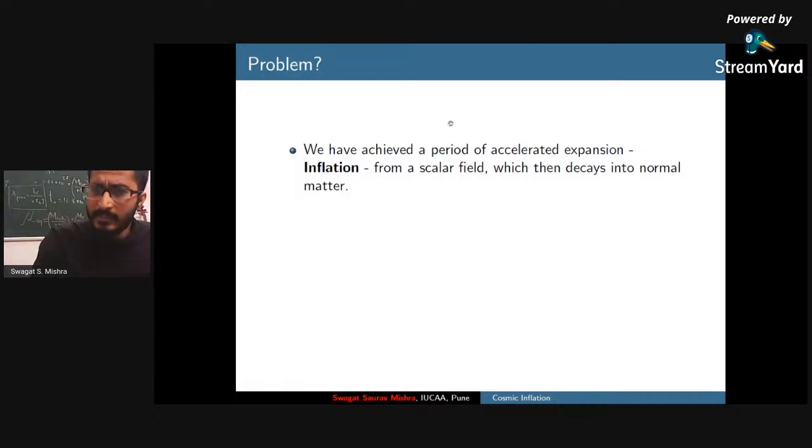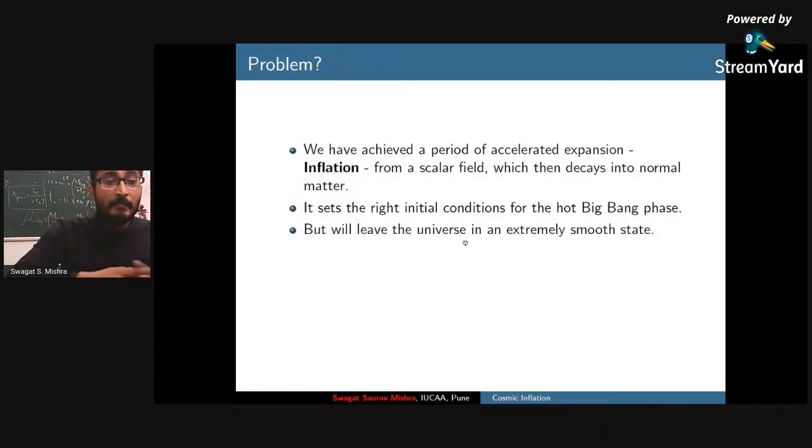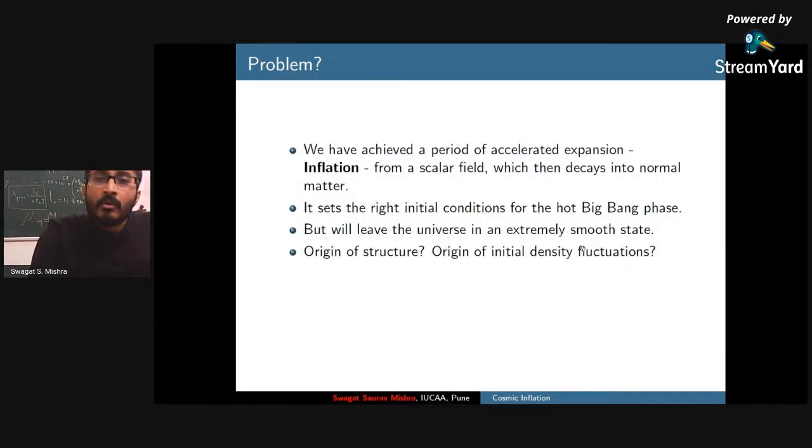The problem is we have achieved inflation. We have achieved what we wanted. It sets the initial conditions for the Big Bang. Fantastic. But the problem is, since it makes the universe expand e to the power 60 times, it makes the universe absolutely smooth. So smooth that the temperature everywhere should be the same up to many decimal places. But we don't see that. We see some tiny fluctuations, which are essential for the structure in our universe. So what happened to these fluctuations? Inflation would just wipe them out.